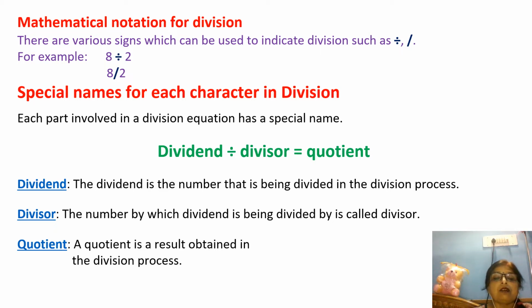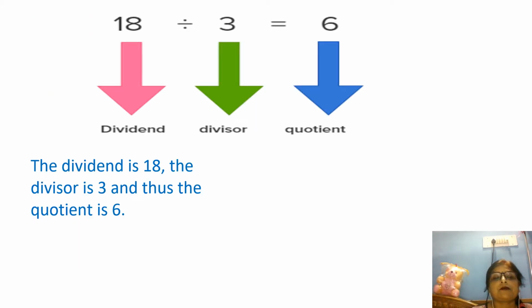And the quotient is the result obtained in the division process. After division, the answer you get is your quotient. By example, when 18 is divided by 3, it is equal to 6. Here 18 is divided by 3. So 18 is the dividend, 3 is the divisor, and 6 is the quotient. The dividend is 18, the divisor is 3, and thus the quotient is 6.